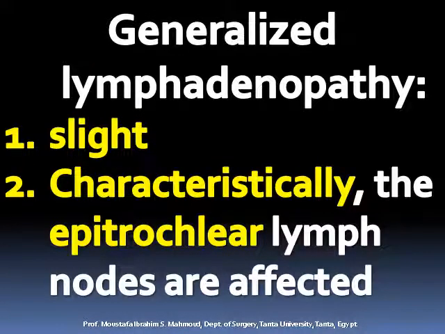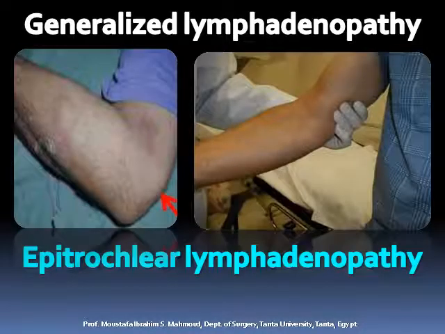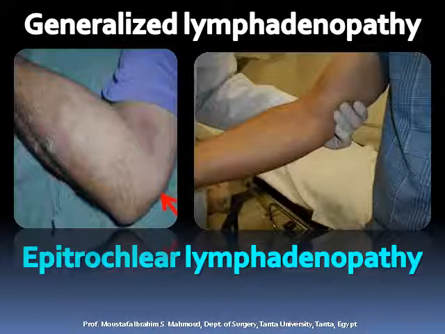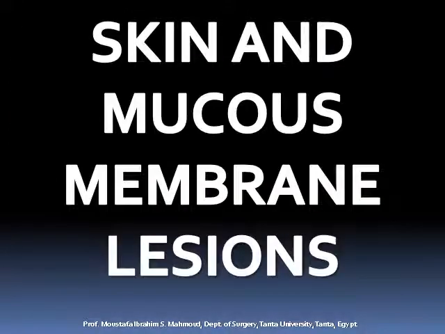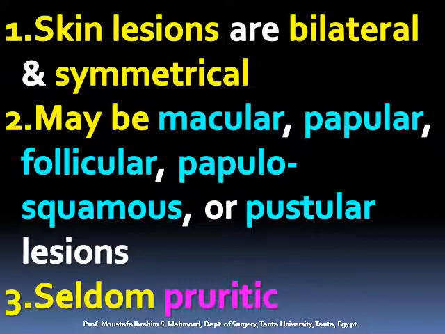Generalized lymphadenopathy, slight, characteristically the epitrochlear lymph nodes are affected at the elbow. Generalized lymphadenopathy and the epitrochlear lymph node. Skin and mucous membrane lesions. Skin lesions are bilateral and symmetrical, may be macular, papular, follicular, papulosquamous, or pustular lesions. They are seldom pruritic.